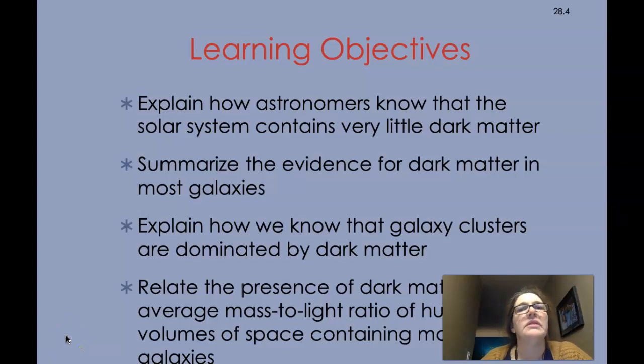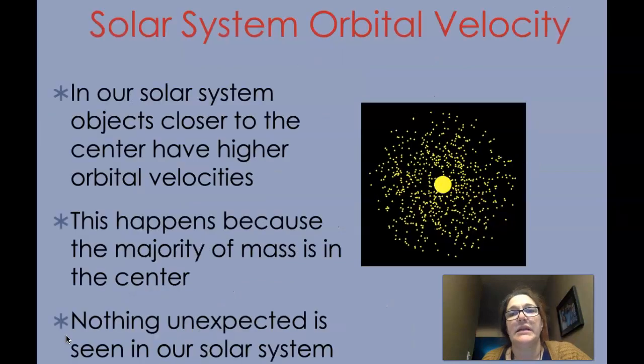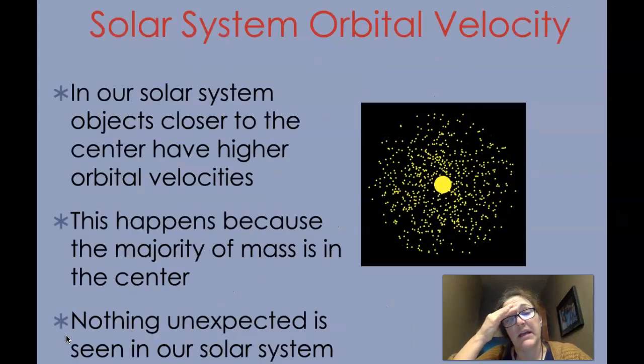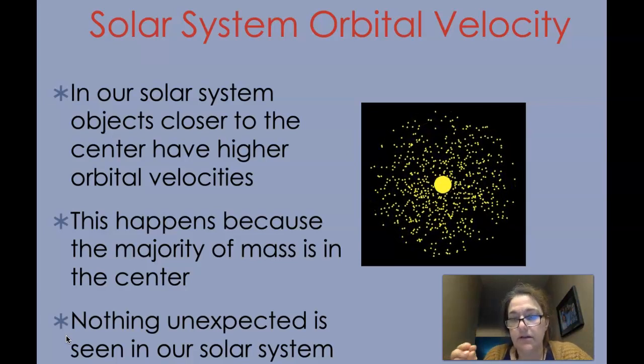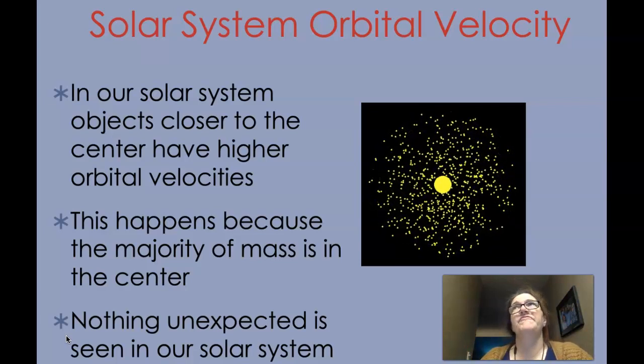Finishing up the introduction to dark matter in chapter 28. We're going to talk about dark matter. How do we know where it isn't? How do we know where it is? What even is it?